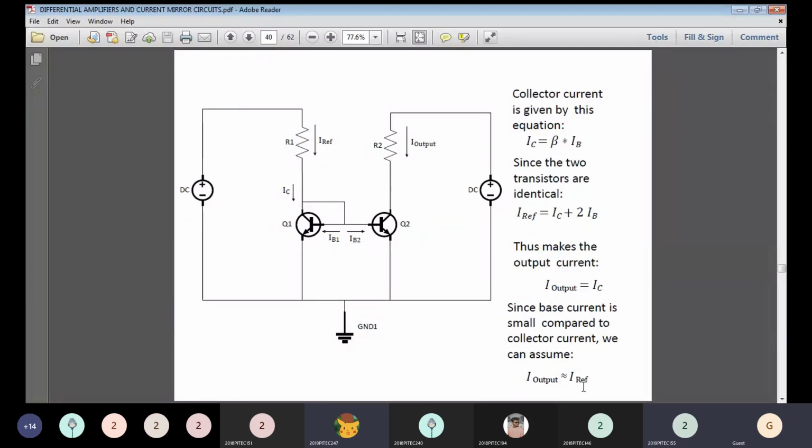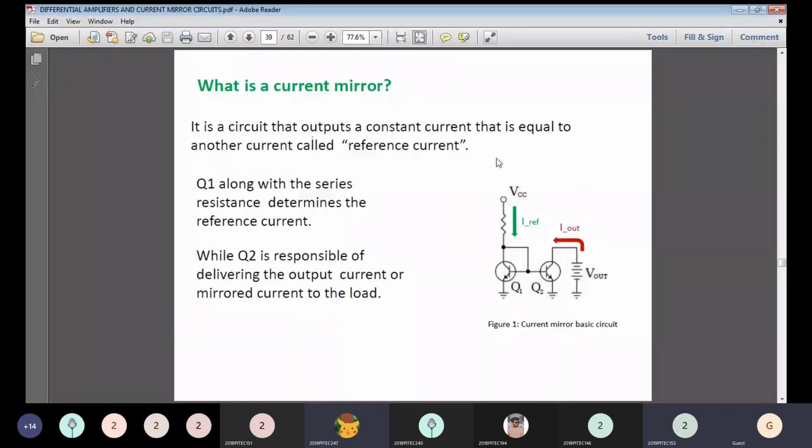This is mentioned here in the definition. From the definition, we can understand that our reference current is equal to our output current. The output current is nothing but our collector current, and that collector current is always a constant value of output. So from this, we can understand what a current mirror circuit is.